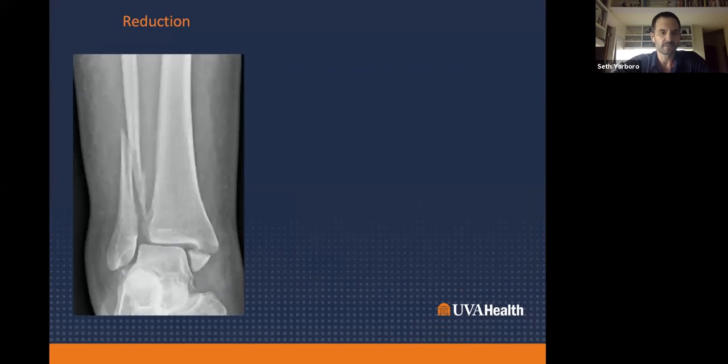So back to reduction. So this patient has a displaced ankle fracture. They're in the emergency department. Michelle, why don't you tell us, Michelle Kew, one of our chief residents, kind of the steps you'd go through for hematoma block. This patient needs a reduction and splinting, and maybe you could talk us through that.